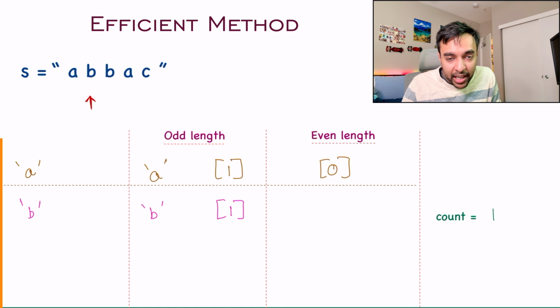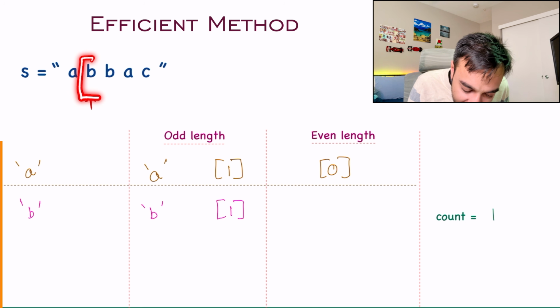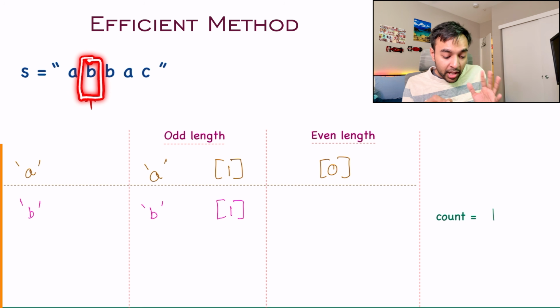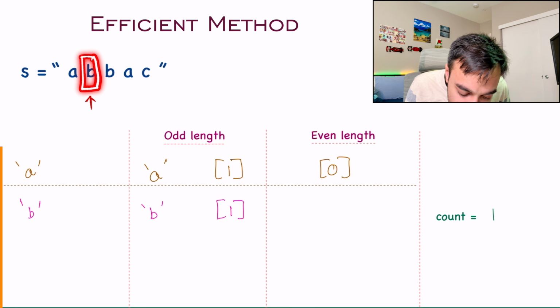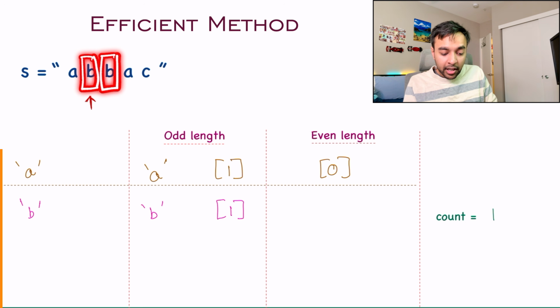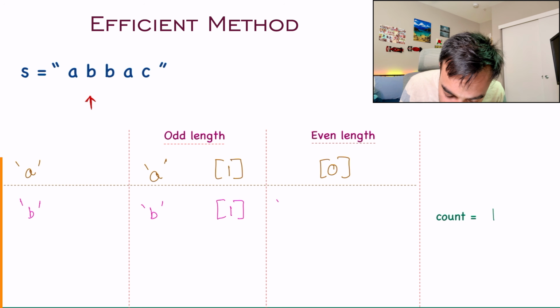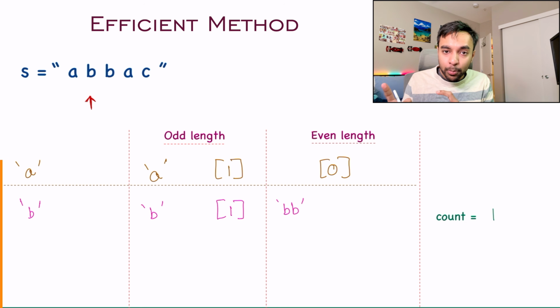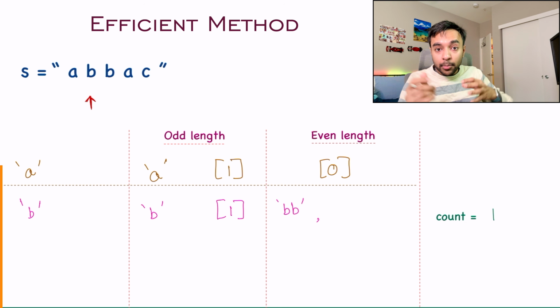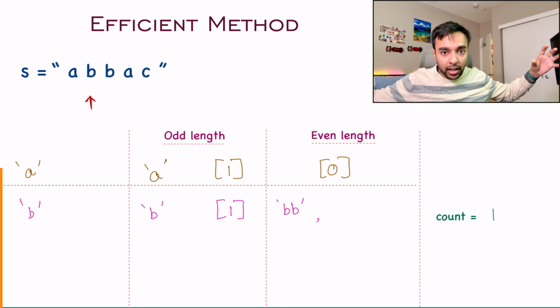What about even length palindromes now? Look at this character. I cannot ignore it. So I compare this B with the next B available. I see that they both are same. So what does that mean? I found a palindrome. So I will simply note that I found a palindrome BB and that gives me one count. You should not stop over here because there can be even bigger palindromes.